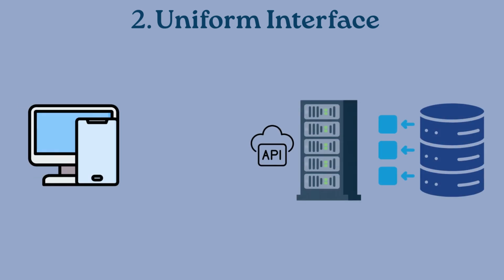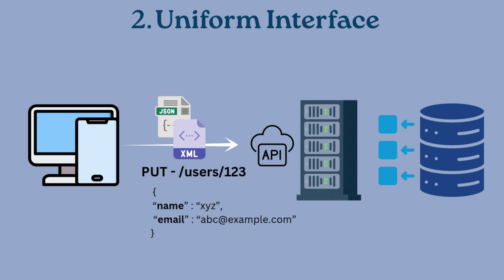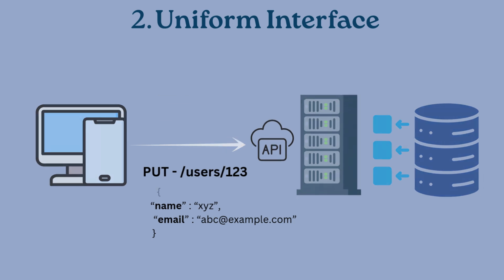Clients do not modify resources directly. Instead, they send a representation of the resource, such as JSON or XML, to create or update it. The server processes the representation and updates the actual resource. For example, a client sends a JSON object containing updated user details in a PUT request to modify a user.